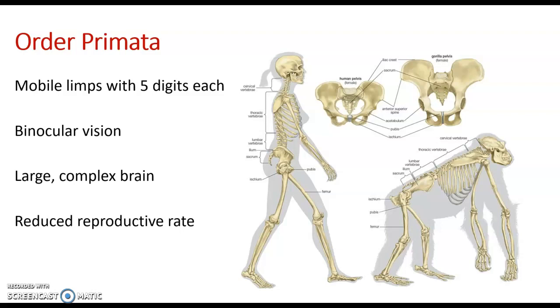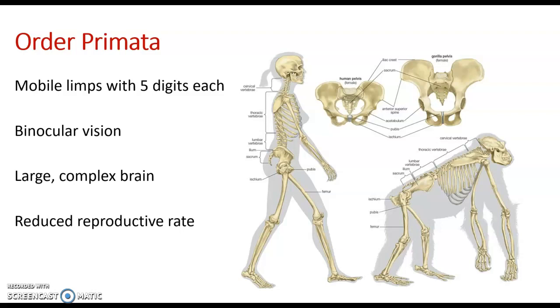And then lastly, primates also have a reduced reproductive rate compared to other members of the animal kingdom. Primates typically have only single births, and the time that offspring spend as juveniles is much longer than most other mammals. And that's because there's a greater emphasis on learned behavior and complex social interactions among all primates. And all primate infants and children have to develop those complex social skills in order to be successful in their population.